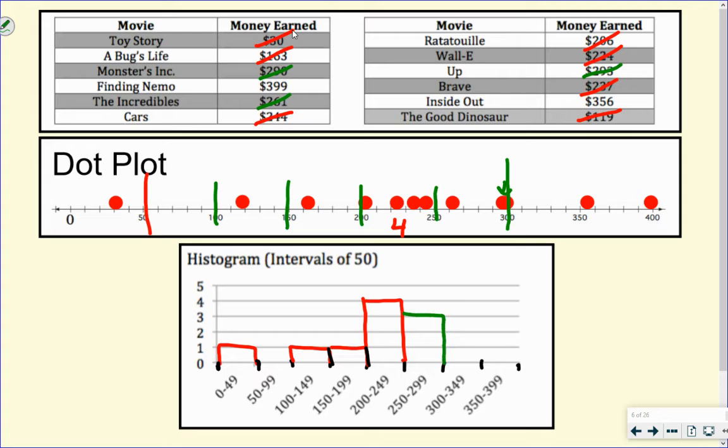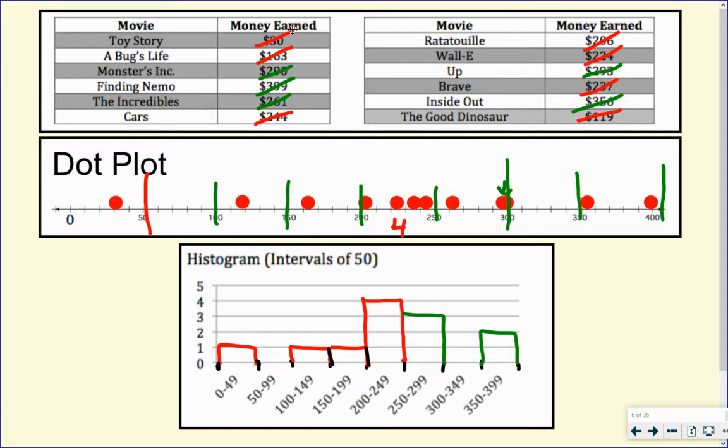So I have that. Between 300 and 349, if I had to guess, I'm going to guess there is 0. And when I look up at the top, I say, yep, that's true. And then the last one, it looks like there are 2 there. And when I come up here, there's 1, 2. So that is correct also. So there we go.